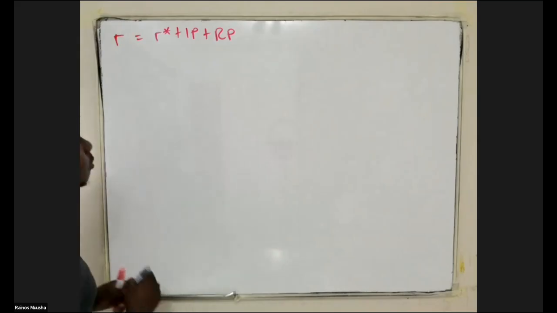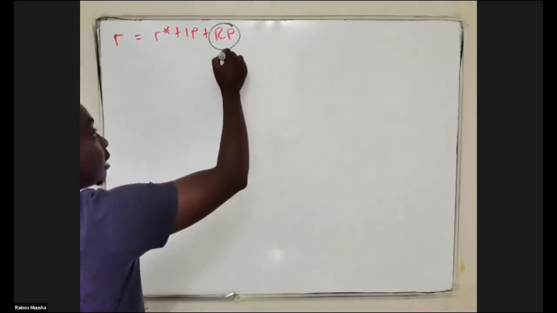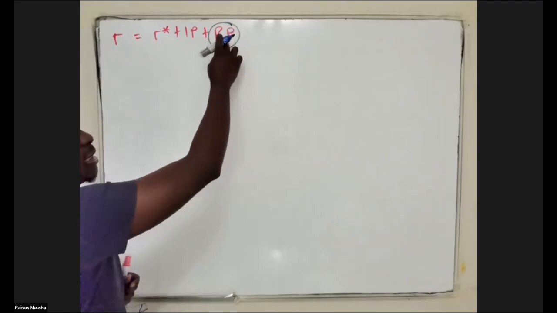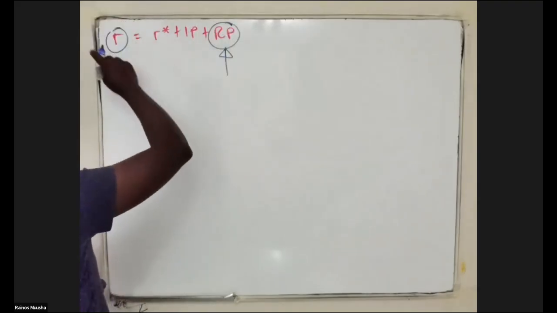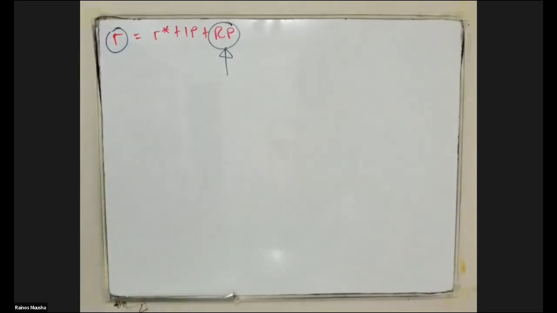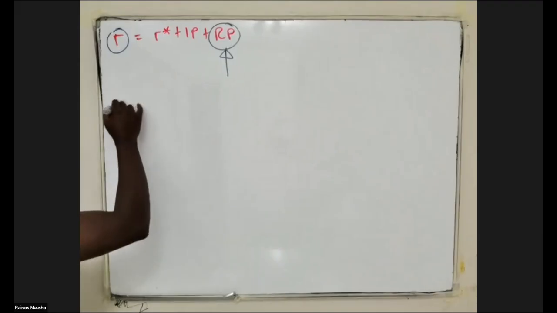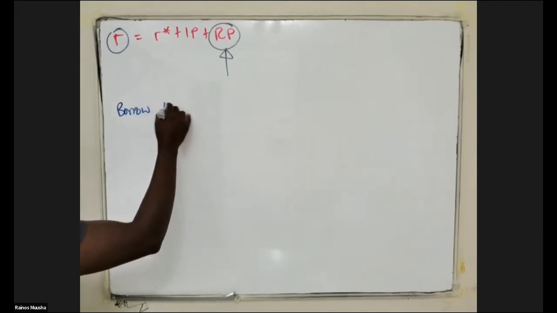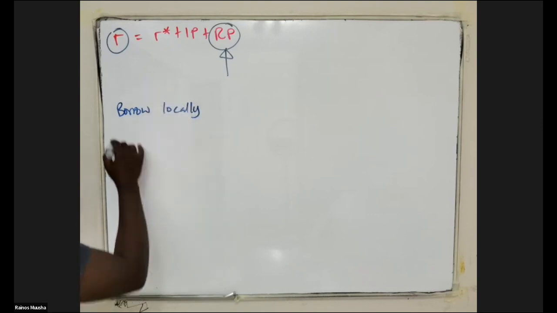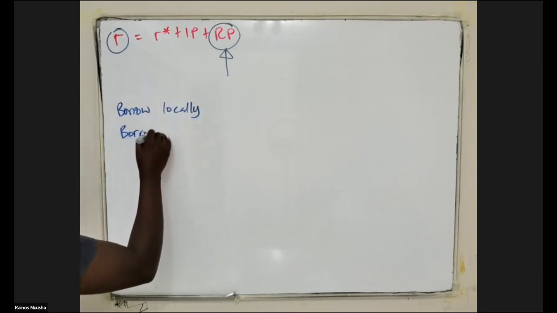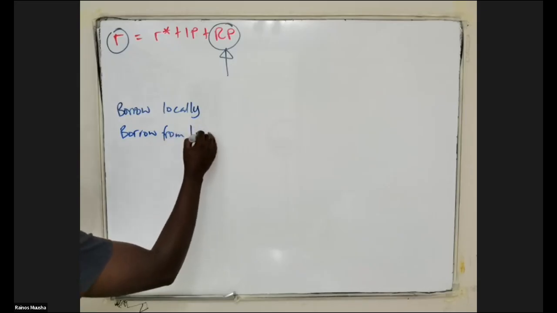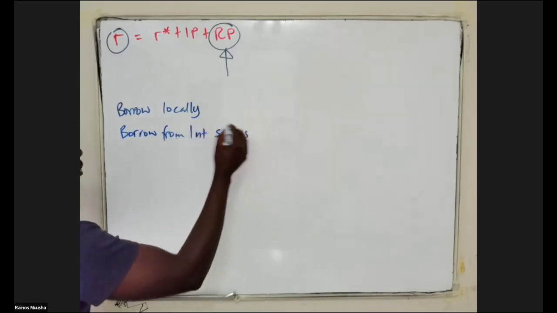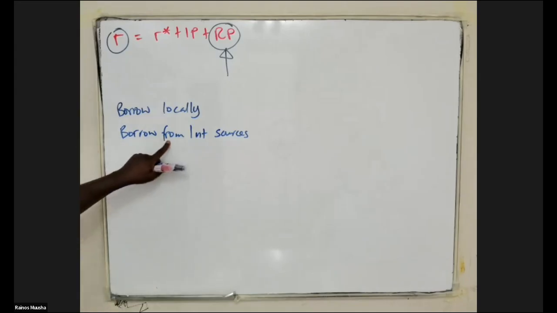So when you look at country risk exposure, you're now saying, what is the risk exposure emanating from here, which is also going to end up affecting what? Your interest rate. So which means this interest rate is where you're going to be saying, when you're considering whether to borrow locally or you're going to borrow from international sources, right?